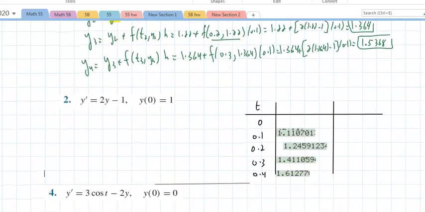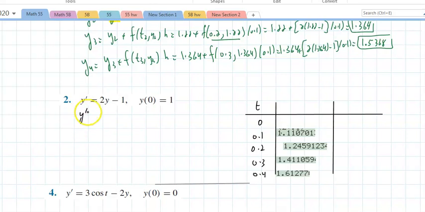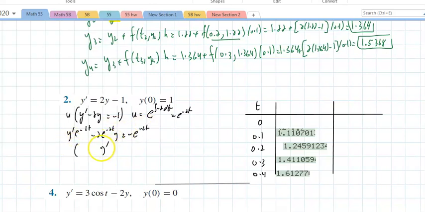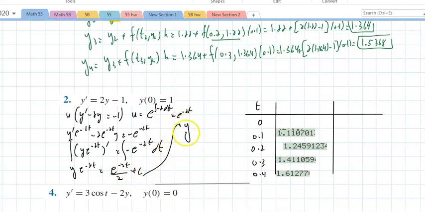If I'm given this equation, this is a separable equation. I could say y prime minus 2y equals negative 1. The integrating factor is e to the integral of negative 2 dt, that is e to the negative 2t. If I multiply this by u, this will be y prime e to the negative 2t minus 2e to the negative 2t y equals negative e to the negative 2t. This is the derivative of y e to the negative 2t equaling negative e to the negative 2t. If I integrate with respect to t, I will get y e to the negative 2t equaling e to the negative 2t divided by 2 plus c, and y would equal 1/2 plus c e to the 2t.